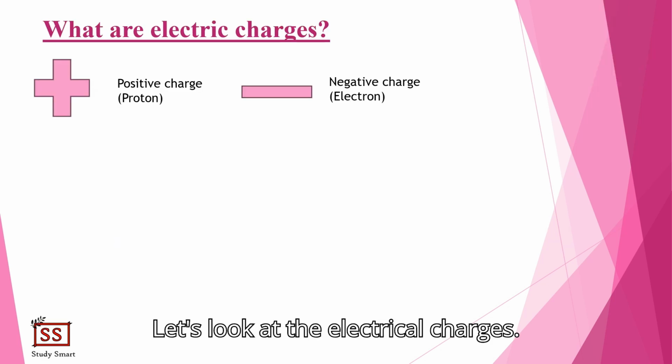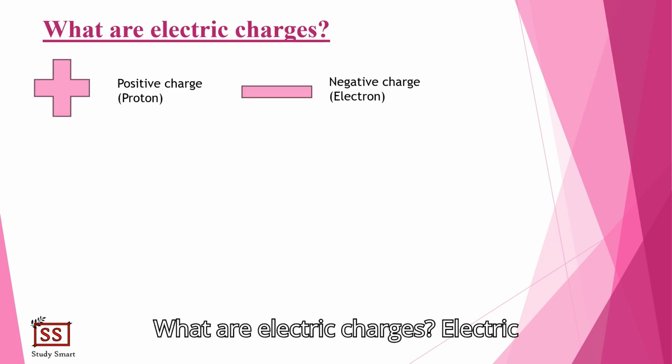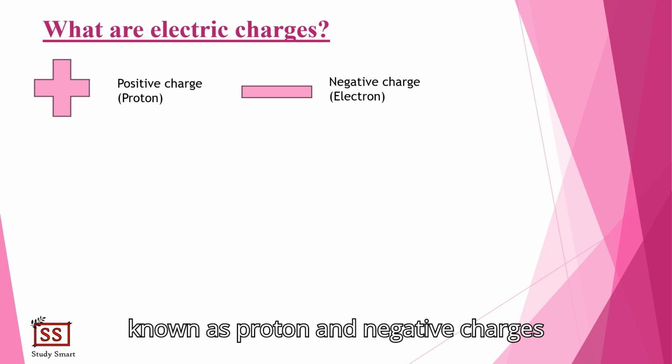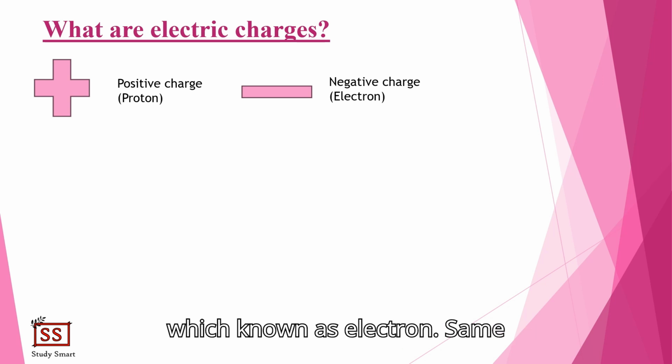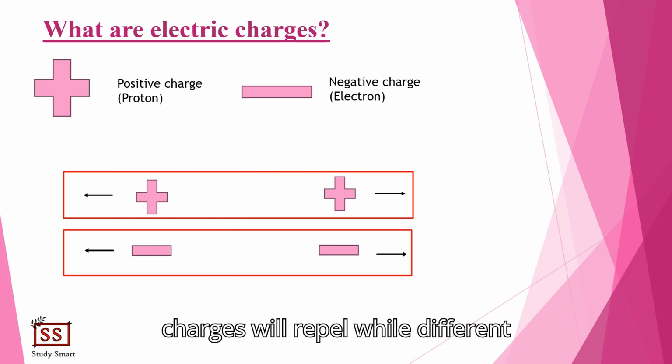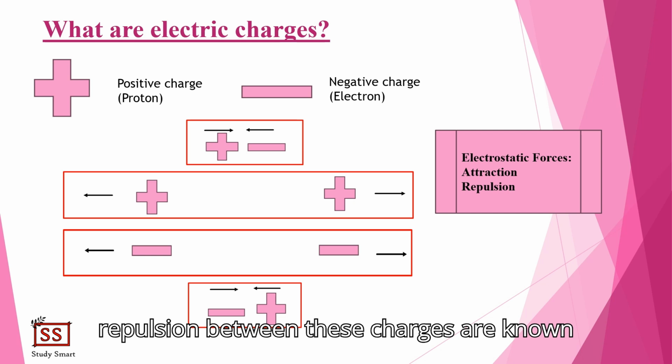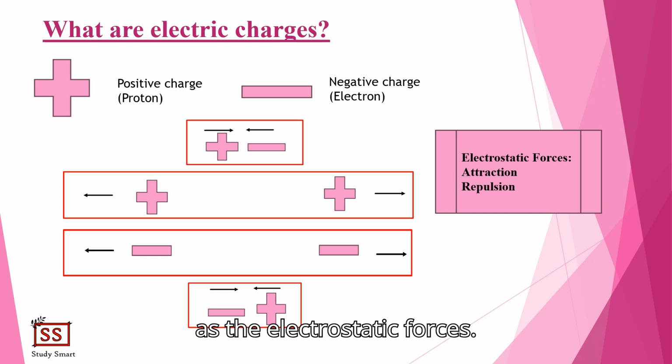Let's look at the electrical charges. What are electric charges? Electric charges consist of positive charge, which is known as proton, and negative charges, which is known as electron. Same charges will repel, while different charges will attract. The attraction and repulsion between these charges are known as the electrostatic forces.